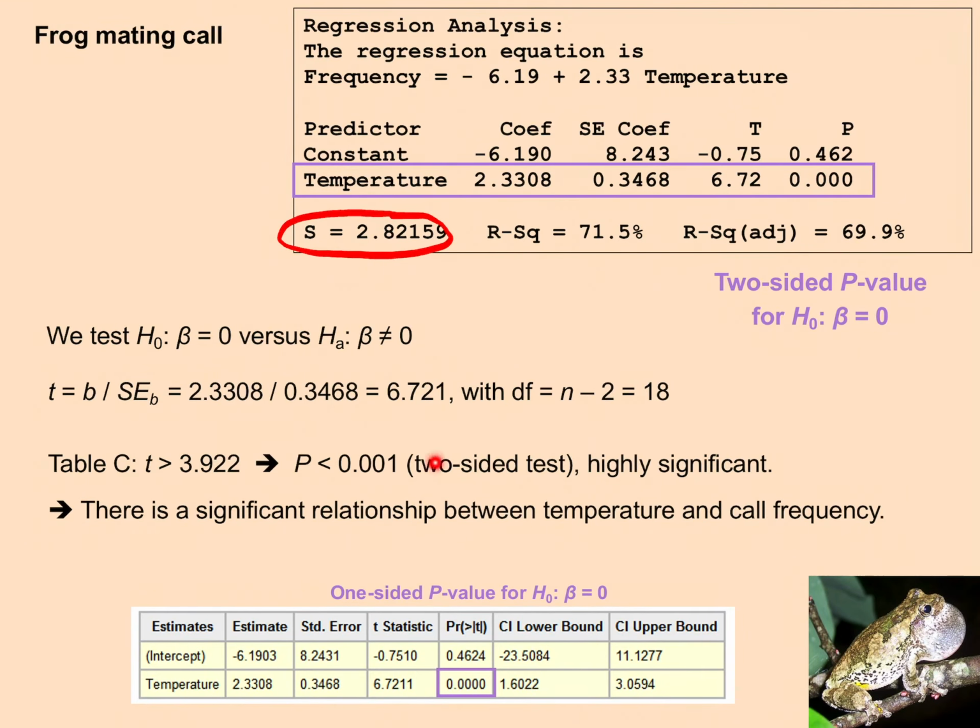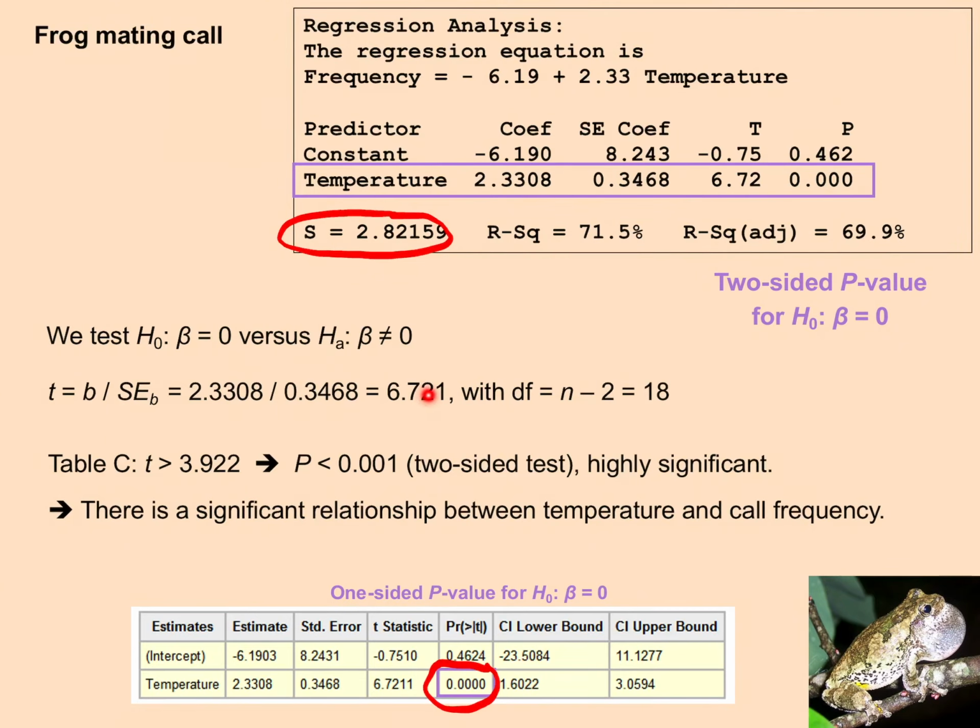Well, we have a t statistic of 6.72, so it's way to the right of that, and your p-values get smaller as you go to the right, so all we can say from the table is that our p-value is less than 0.001 with a two-sided test. That's very highly significant. So that means we have a significant relationship between temperature and frog mating call frequency. Down here you see the actual p-value calculated by Minitab. It's effectively 0.